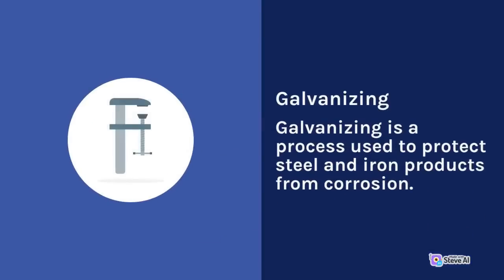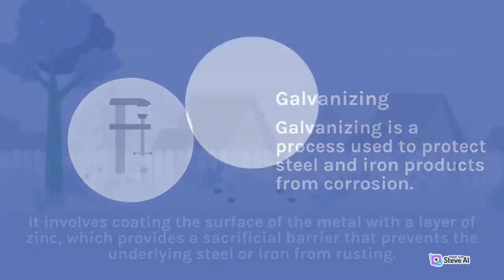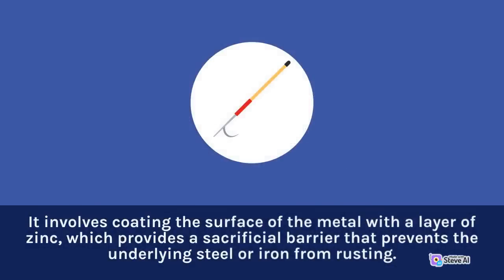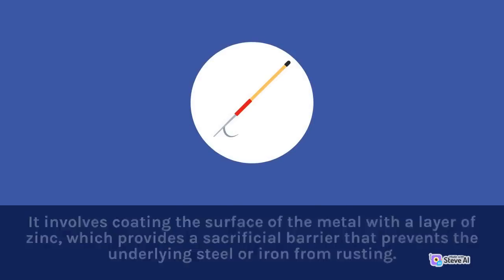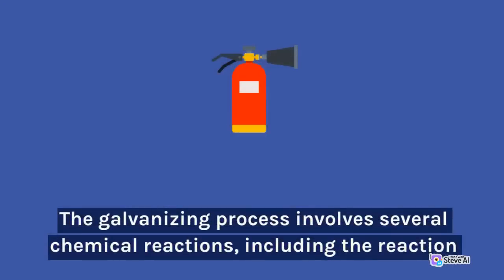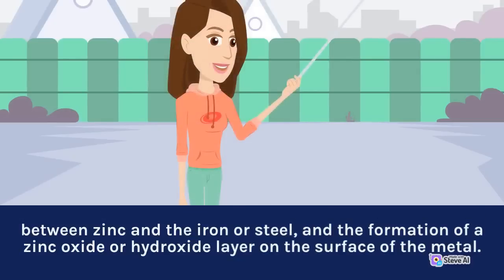Galvanizing. Galvanizing is a process used to protect steel and iron products from corrosion. It involves coating the surface of the metal with a layer of zinc, which provides a sacrificial barrier that prevents the underlying steel or iron from rusting. The galvanizing process involves several chemical reactions, including the reaction between zinc and the iron or steel, and the formation of a zinc oxide or hydroxide layer on the surface of the metal.